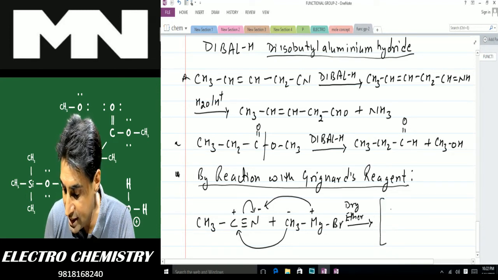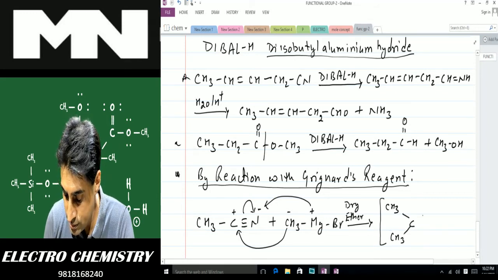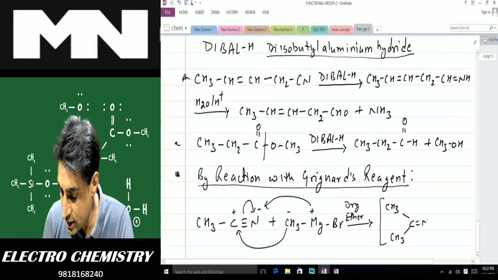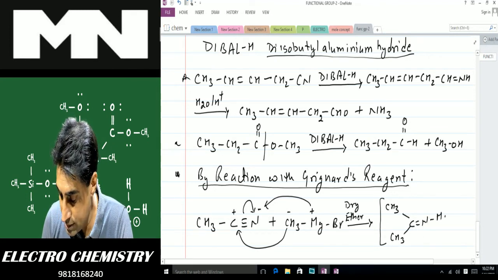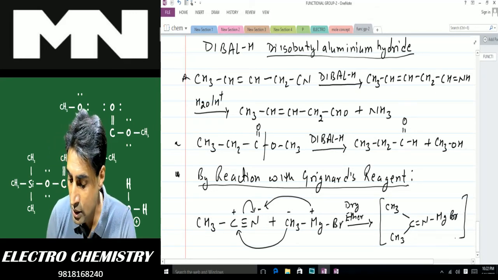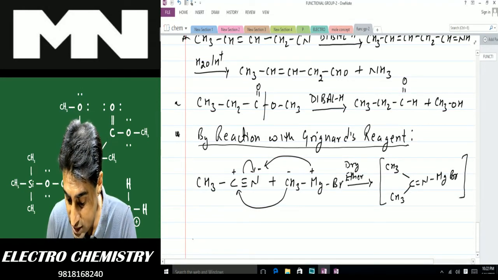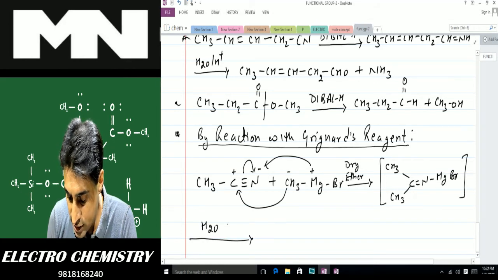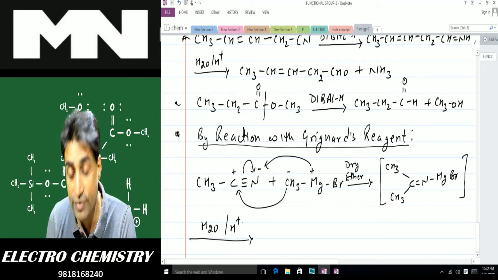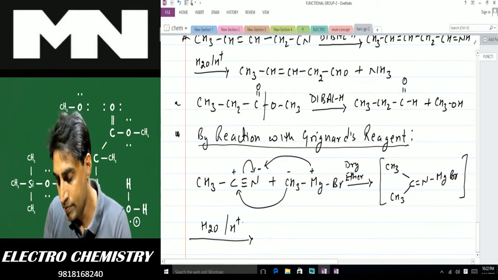I will get an addition compound like CH3-C(CH3)=N-MgBr. Well, all the reactions of Grignard's reagent are followed by hydrolysis. So in this case also, it is followed by hydrolysis, H2O in the presence of H positive. Dilute acid is what I am using.